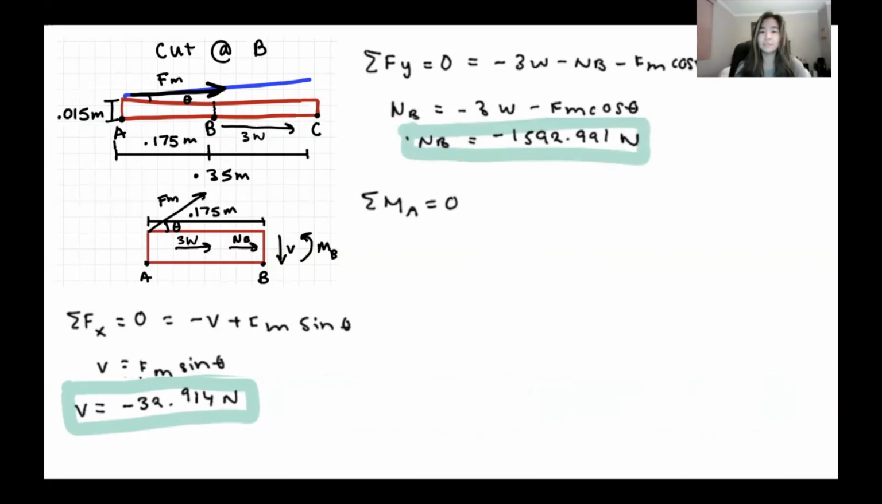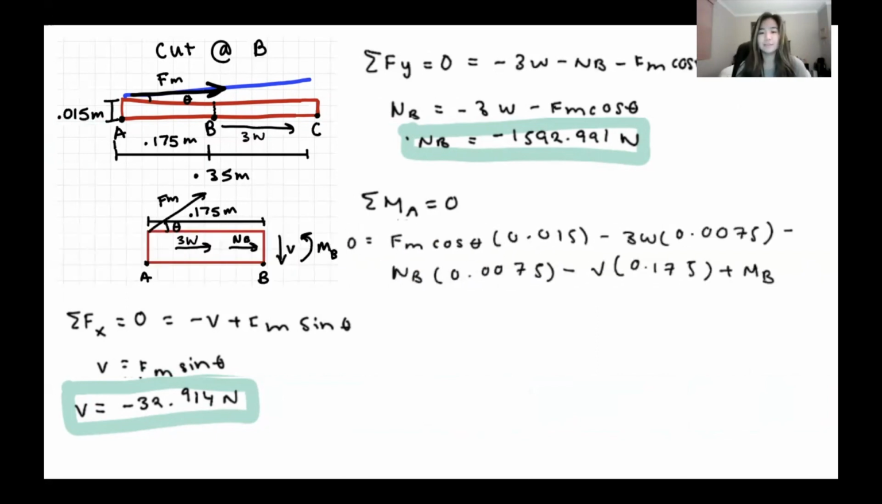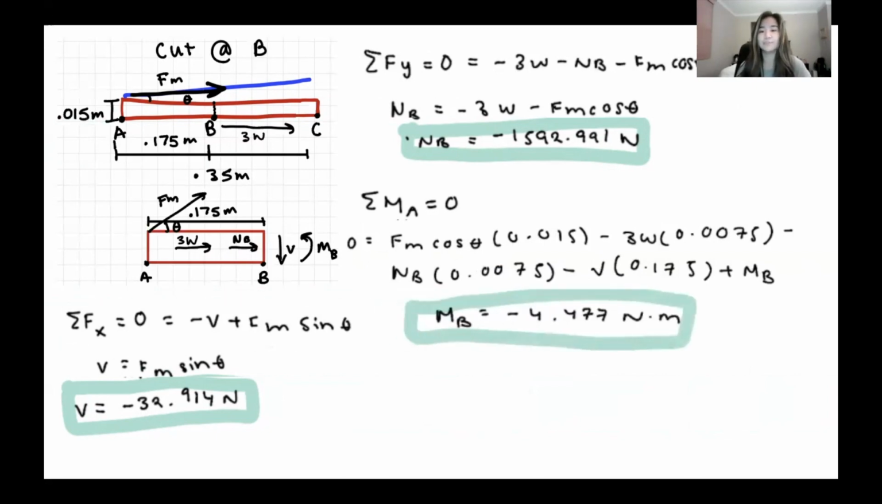Then we're going to do the sum of the moments about the point A, which is equal to 0 again. And solving for this with the newfound values, we'll get that the bending moment will be equal to negative 4.477 newton meters.